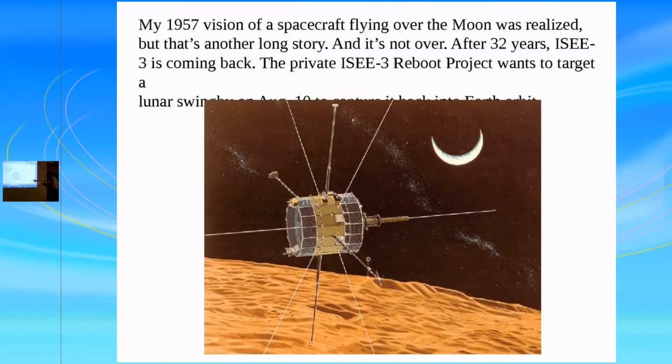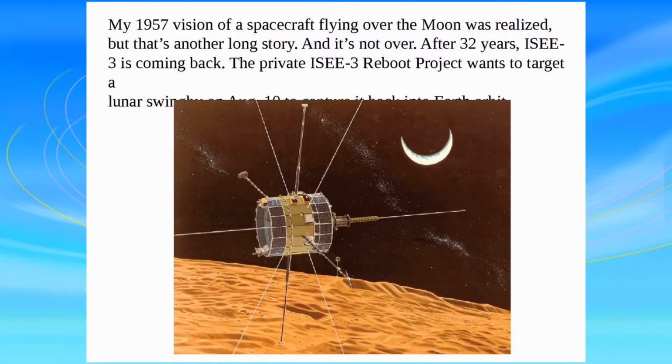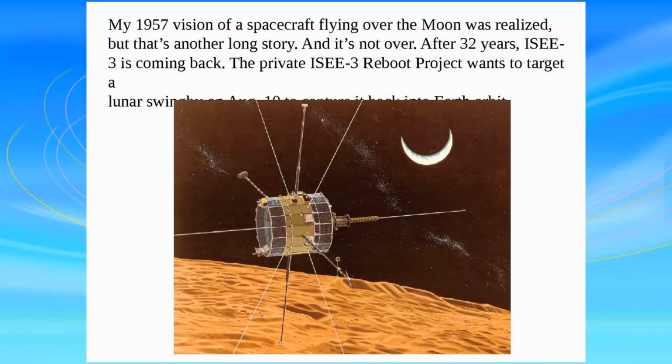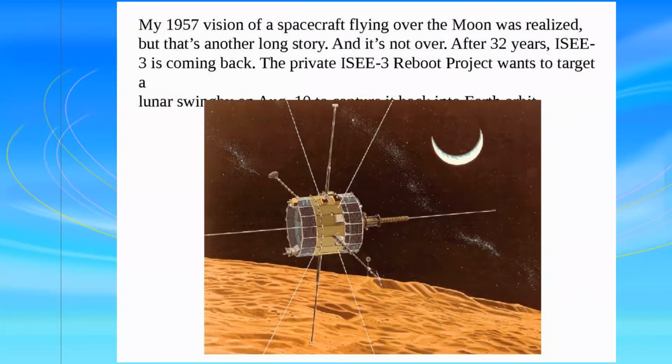This just shows a close-up of the passage behind the moon, and the next slide just shows an artist's view of the spacecraft doing that. That sent the spacecraft into heliocentric orbit, but that's another long story. But it's not over. After 32 years, the spacecraft is coming back. And NASA expressed no interest. They had no funding for it. We have enough trouble funding the Mars rovers and all these other ongoing projects. We can't be bothered with this satellite coming back.